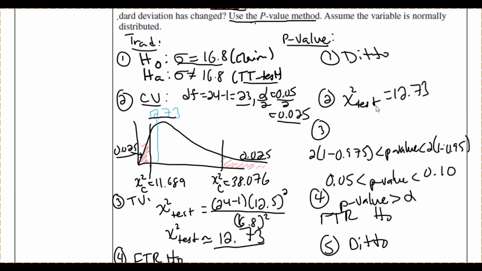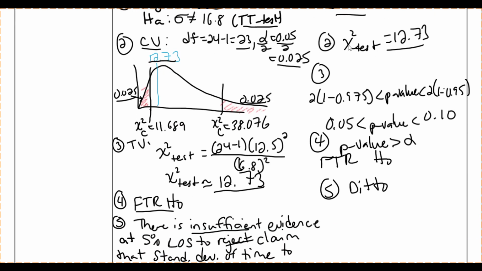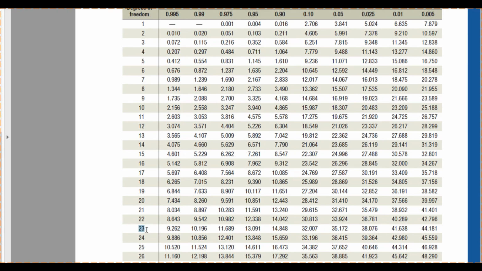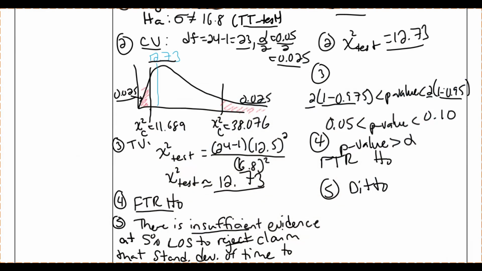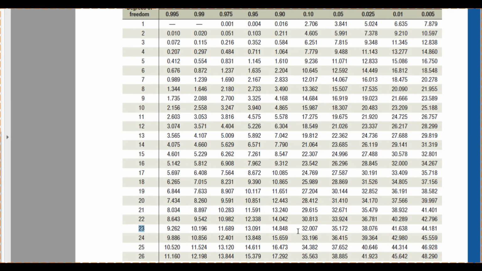Then for the p-value, we repeat step 1, and step 2 is the chi-squared from step 3. For the third step, this is the part that I wanted to show you. Since the chi-square is 12.73 and we're doing a two-tailed test, we know that we need to double the values that we get. And if we are on the right side of the chart, we need to do 1 minus the values that we get. So for a degree of freedom of 23, we need to get as close to 12.73 as possible.